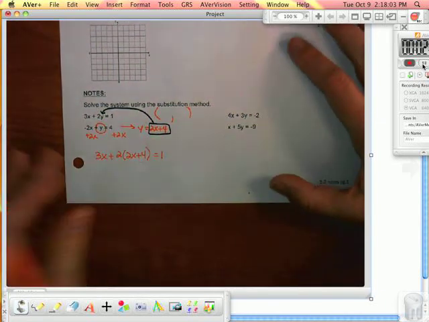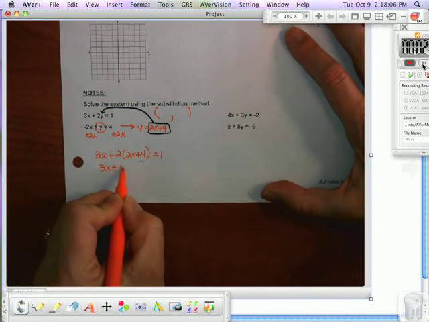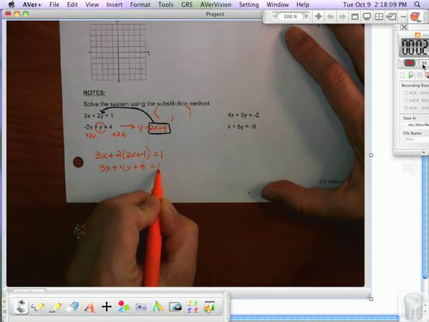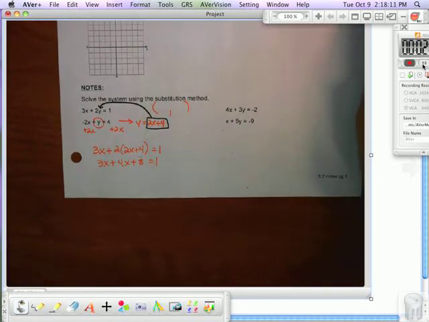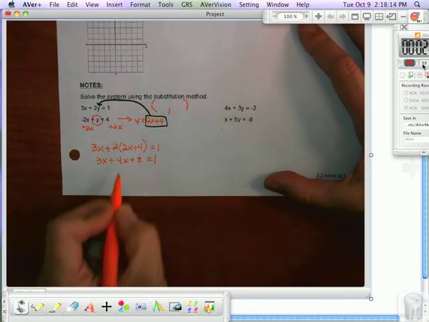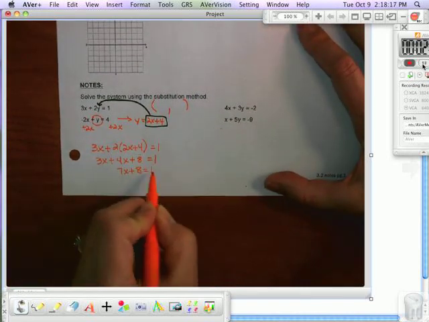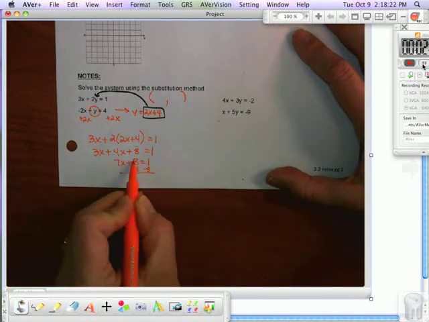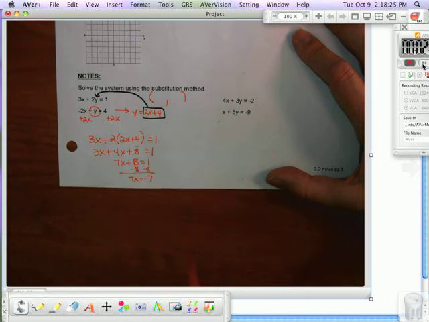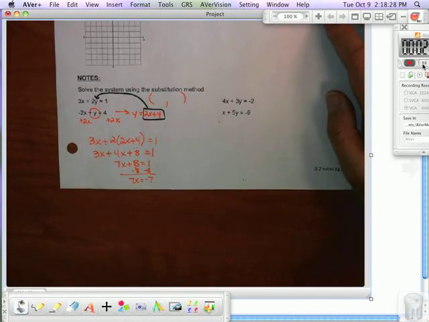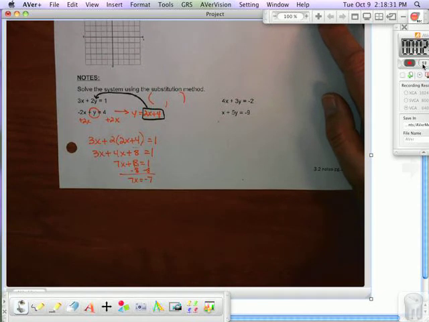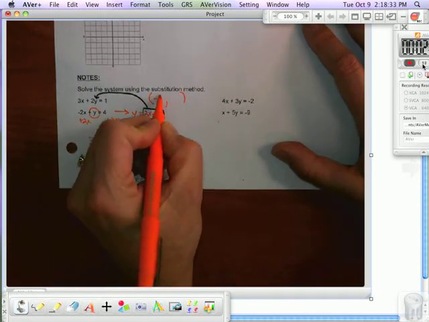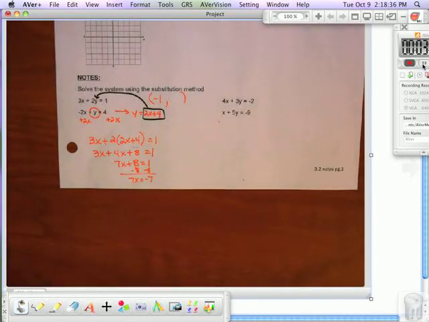3x plus 4x plus 8 equals 1. So now I'm just going to distribute, and I'm going to solve for x. 7x plus 8 equals 1. Subtract 8 from both sides. 7x equals negative 7. x equals what? Negative 1. I'm going to plop that right into my ordered pair. x is negative 1.